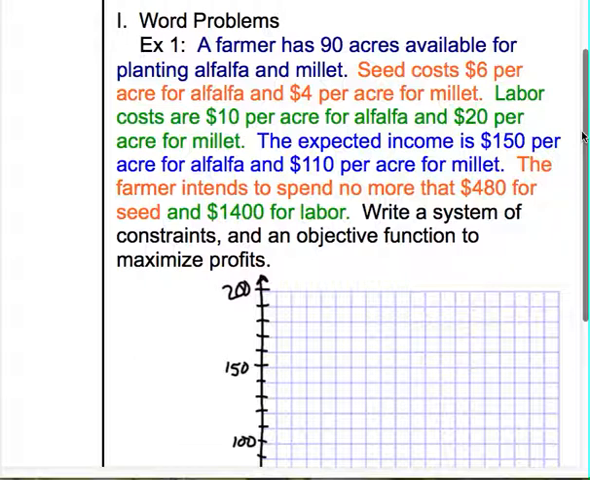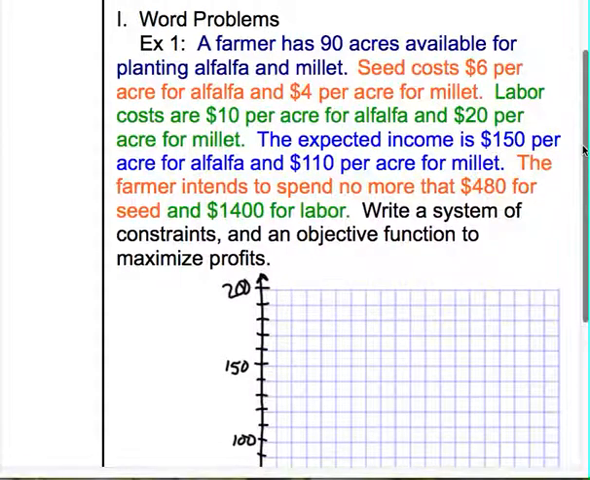The first thing that we want to do is identify our variables, or assign our variables. I'm going to use variables that make sense in this situation. We're looking at planting two different types of seed. We've got the cost for the seed, we've got the labor cost for each seed, we've got expected income. So as I'm looking through all of these different pieces of information, they all lead back to alfalfa and millet as our two different variables. So I'm going to assign A for alfalfa and M for millet so that I don't confuse myself with what does X represent, what does Y represent, and have to keep going back and double checking.